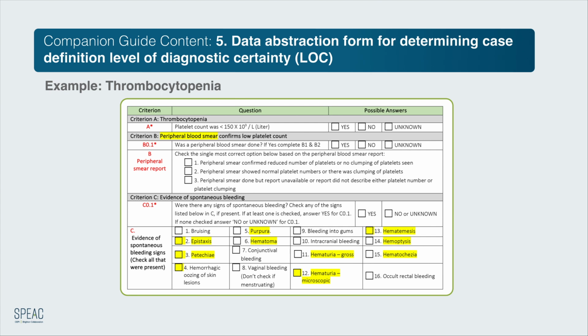No means that there was definitive evidence that the criterion was absent. For example, the admitting platelet count was in the normal range, which is usually 150 to 300 times 10 to the 9th per liter. Unknown means that there is uncertainty in interpreting whether or not the criterion was present or absent. For example, no platelet count was done, or if done, no results can be found.